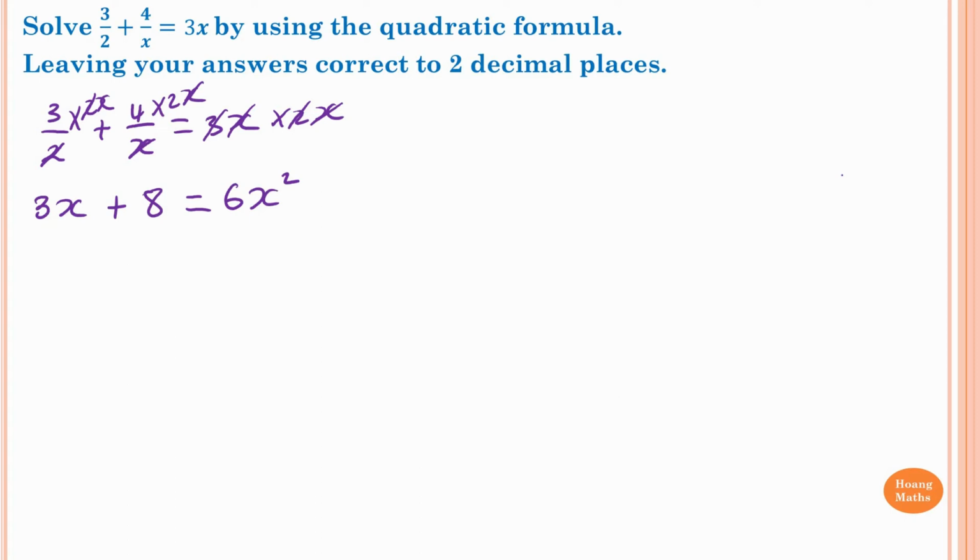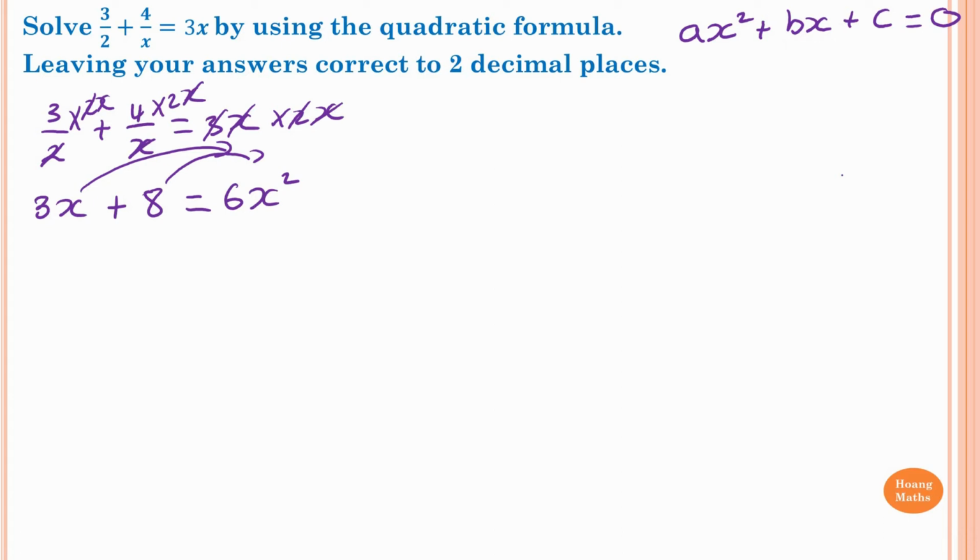Then the next step is we need to write this equation into general form. The general form is ax squared plus bx plus c is equal to 0. So I move the 8 on this side and 3x on this side. The reason is because I like to keep a positive. That's all. There is no other reason.